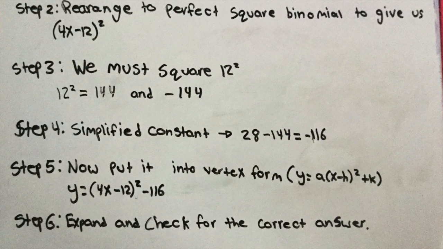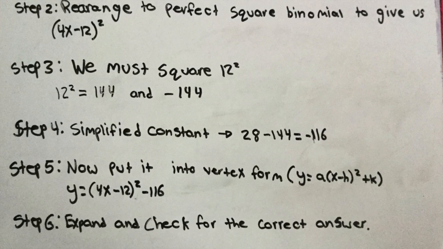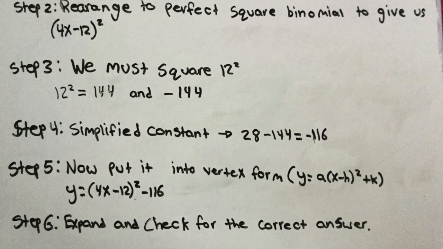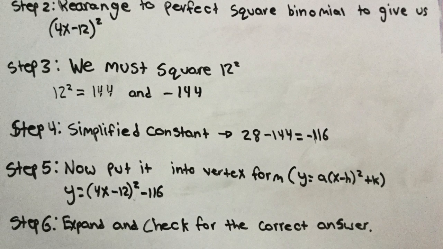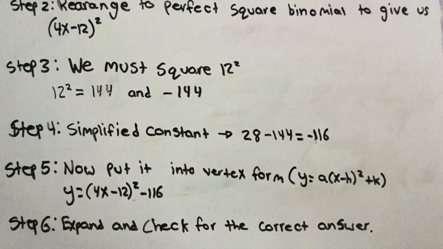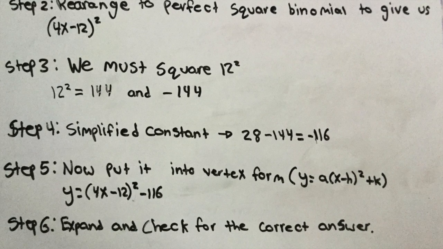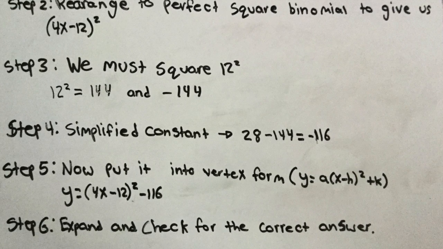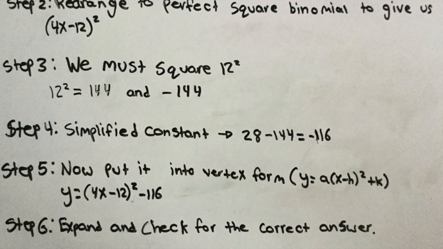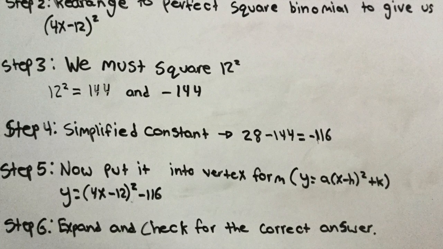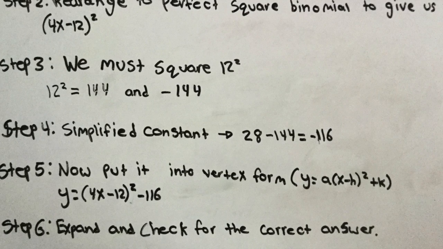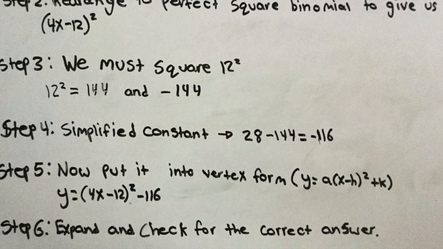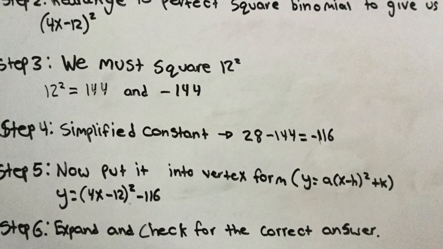And step 3 was we must square negative 12, which would equal 144, and the second one would be negative 144, as one must be positive and the other must be negative, because we want it to be the equal amount. And step 4 will be simplify the constant, which will be 28 minus 144, which would give us negative 116.